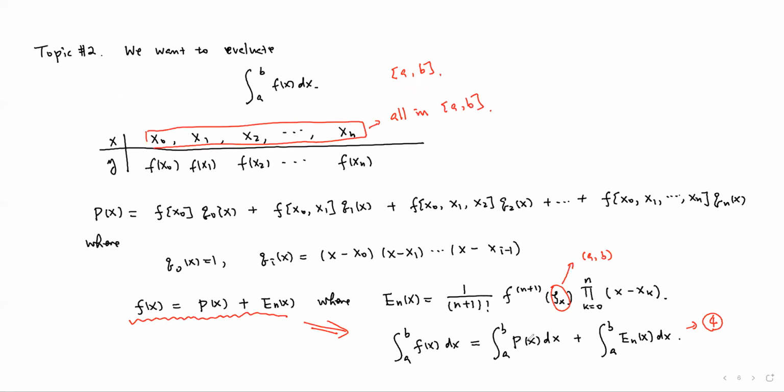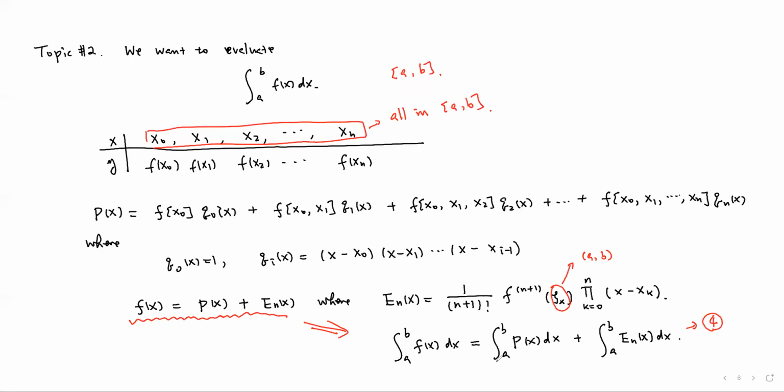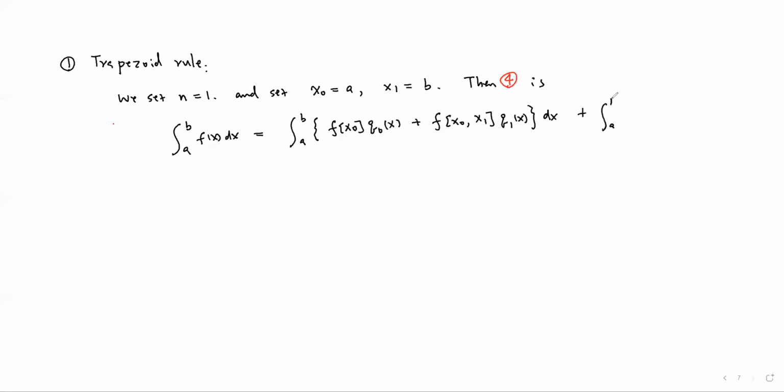It is the integral of the Newton interpolation polynomial on AB. The Newton interpolation polynomial is f x0 times q0 of x plus f x0 x1 times q1. Now n is 1. And then plus error, plus integral AB of E1 because n is 1. Okay, now in detail, x0 is a, x1 is b.